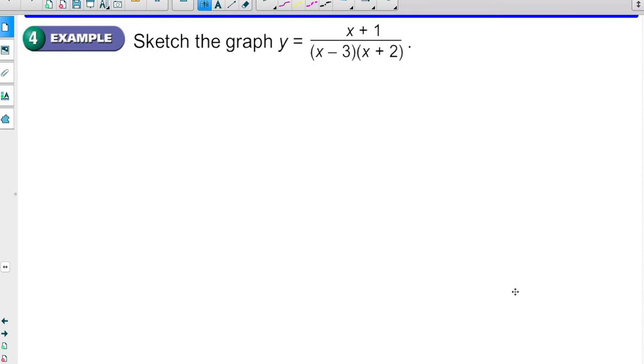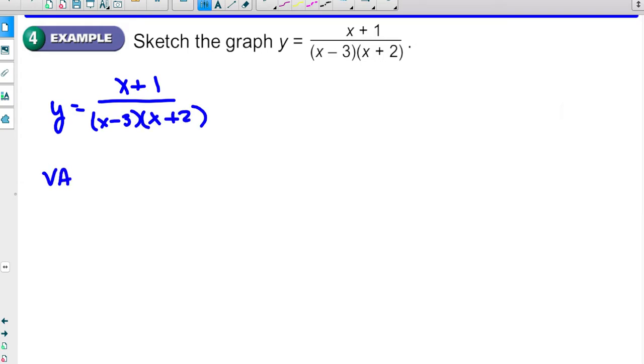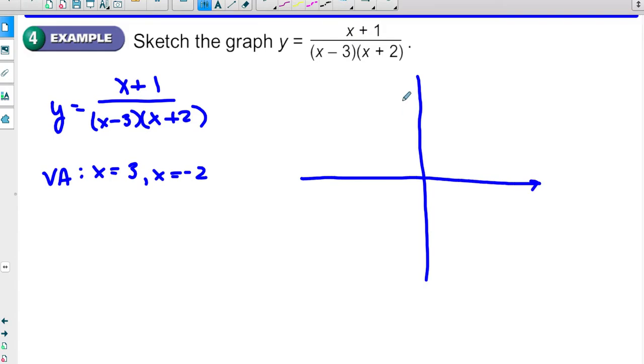So we have sketched a graph y equals x plus 1 over x minus 3, x plus 2. The very first thing I want to do is make sure I'm writing it down correctly, and then identify what my asymptotes are. I know that I have a vertical asymptote at x is 3 and at x is negative 2. So now let's go ahead and sketch that out. And for these, you are just sketching. There is no graph paper provided for you. I know, crazy, right? But that's because things can be a little bit odd.